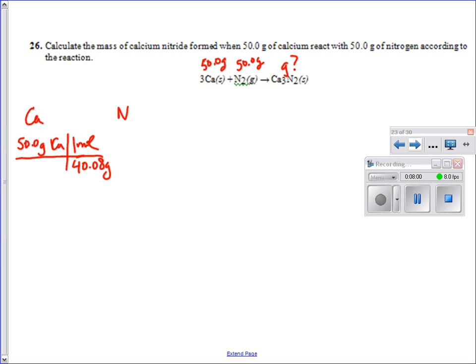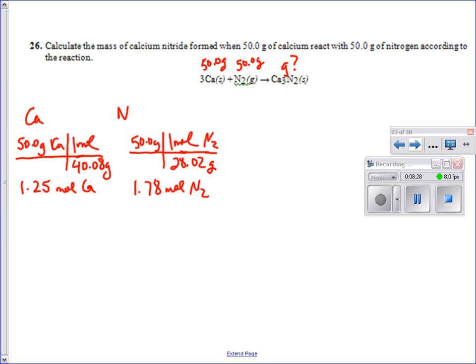All right, so how many moles of calcium? Louder? 1.25 moles of calcium. All right, nitrogen, 50 grams. For every 1 mole, I have, it's a diatomic, so that's 28.02 grams. 1.78 moles of N2. Okay, now what do I do to figure out what's going to run out?